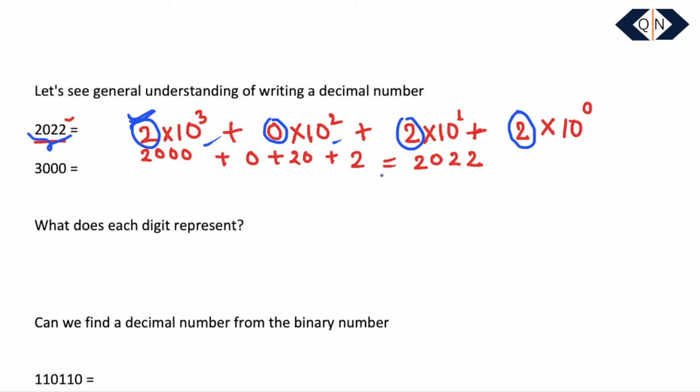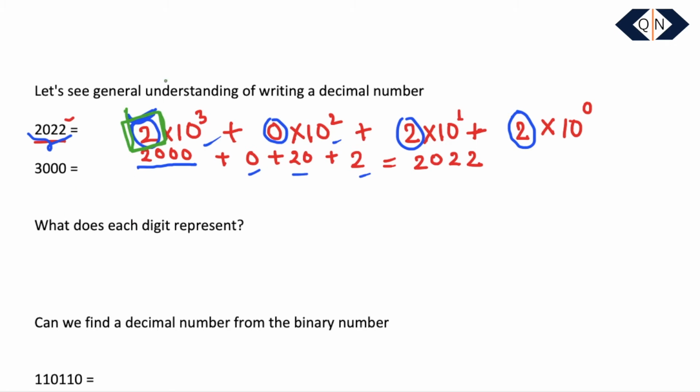This digit is only contributing 2. This digit is only contributing 20. This digit is contributing 0. And from here you can see that this digit is playing a significant role. It is contributing 2000. So from here we can say that this is the most significant digit.